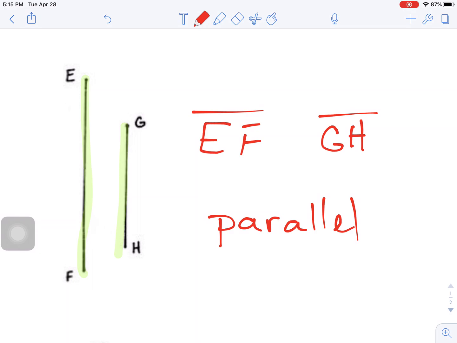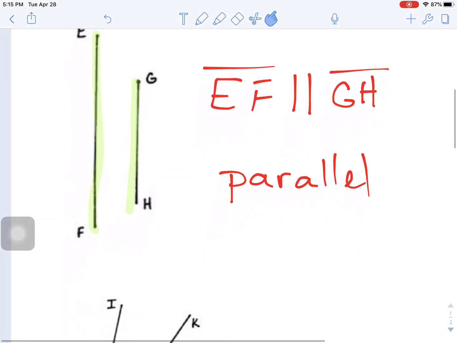The symbol we use to abbreviate this is just two parallel lines. Remember, for perpendicular, we had a perpendicular line symbol. For parallel lines, to say that EF and GH are parallel, we put two parallel lines in between them. They never will touch, no matter how far I extend them.